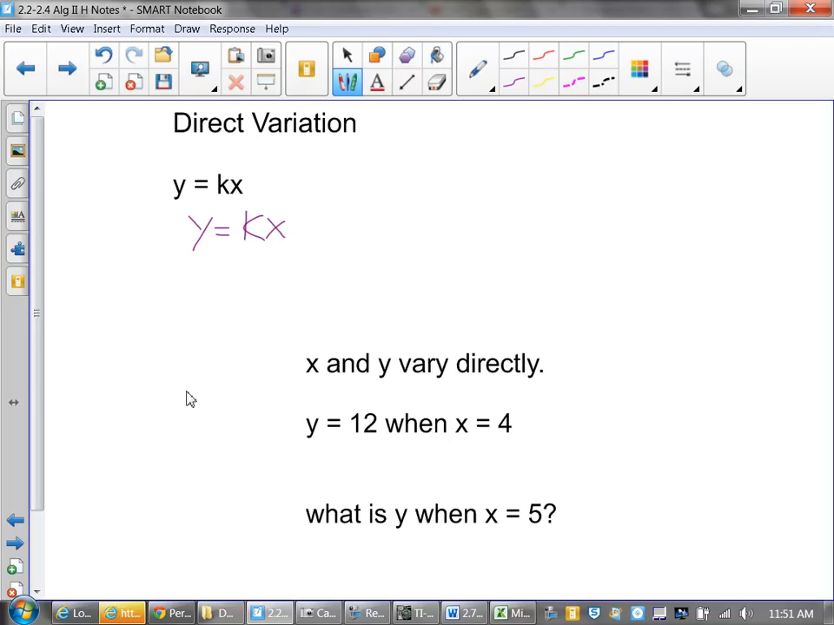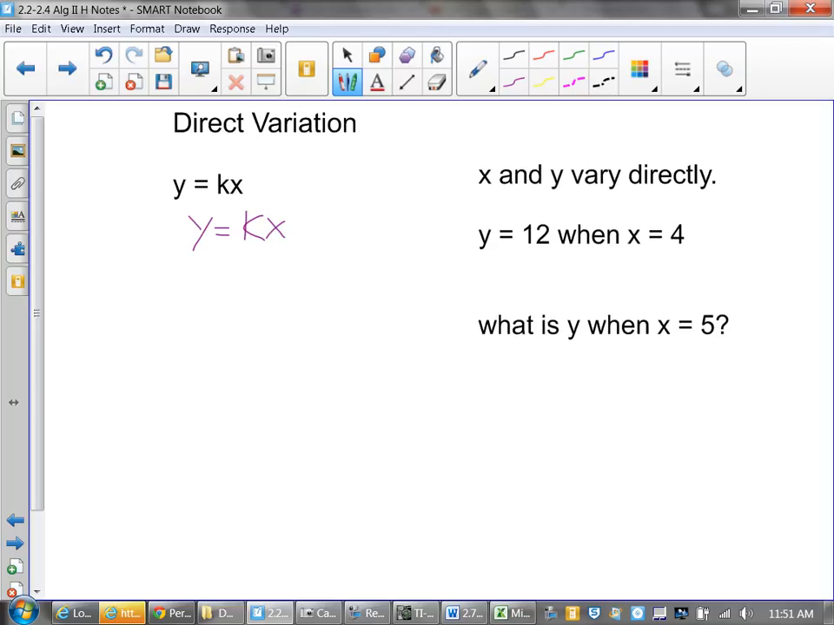What you're going to see in a problem is the following language. X and y vary directly. Then you'll see the next statement. Y equals something when x equals something. In this case, it says y equals 12 when x is 4.